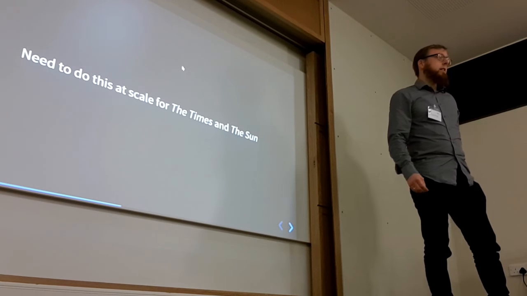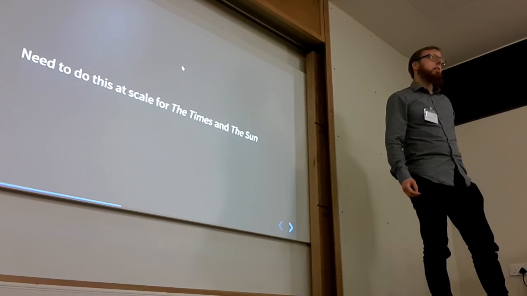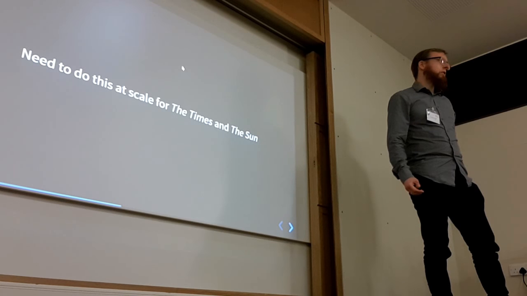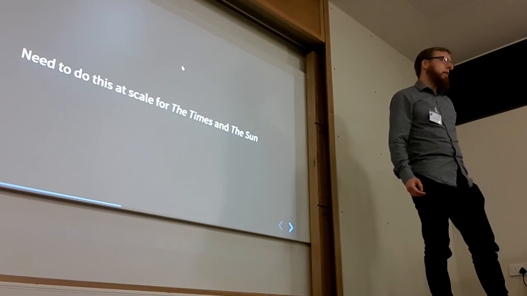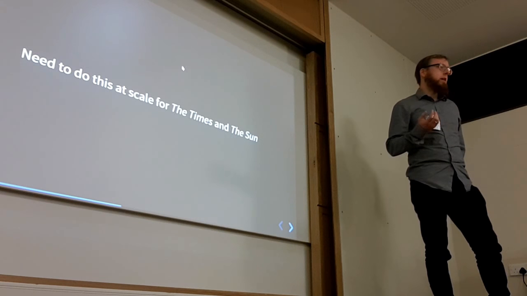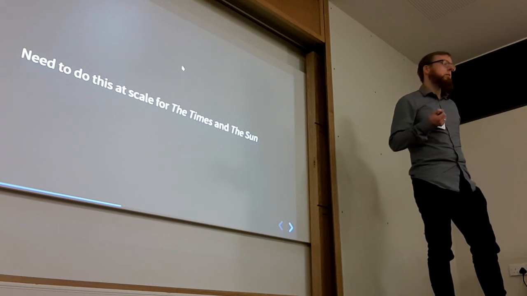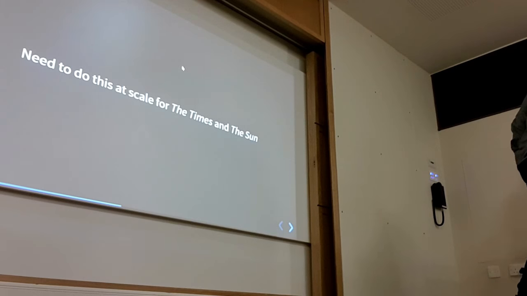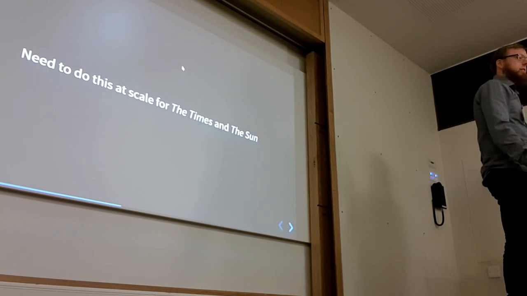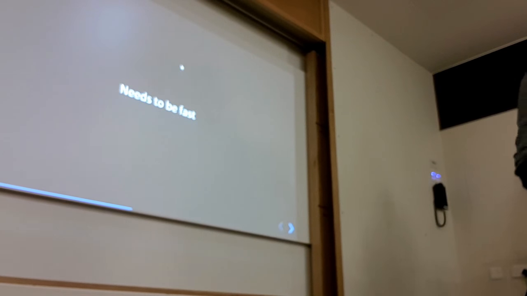So particularly for the Sun, but also for the Times, we needed to be able to do this really at scale. And it was just being rolled out for the Sun when I left. But with the Sun, there's an additional problem that we not only have an order of magnitude more users, but also an order of magnitude more articles being published. So that's a large part of what motivates the algorithm that we've developed here. And it needs to be very fast.